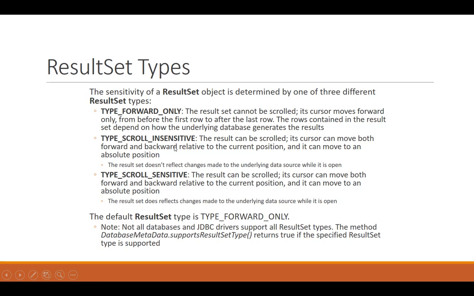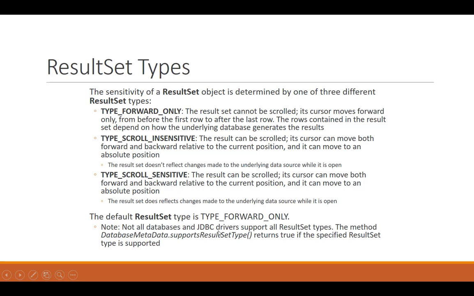So the scroll insensitive, we get a snapshot of the database. The scroll sensitive is more like working with a view. The scroll sensitive will always check the underlying database to make sure it's got the most up-to-date record. So while you're working with it, it maintains a live snapshot of the database. The default type is, here we go, forward only. And generally speaking, never had any problem working with that.